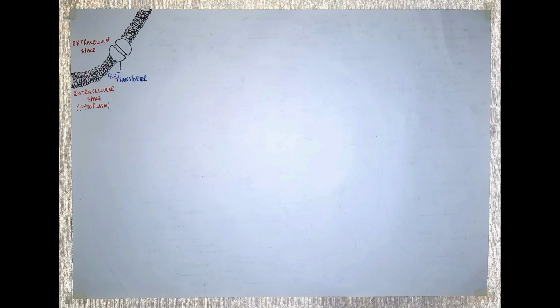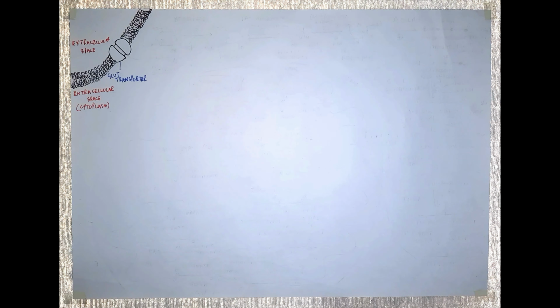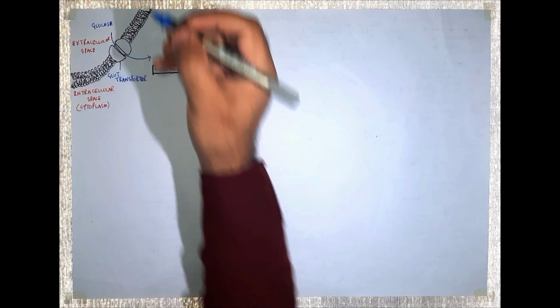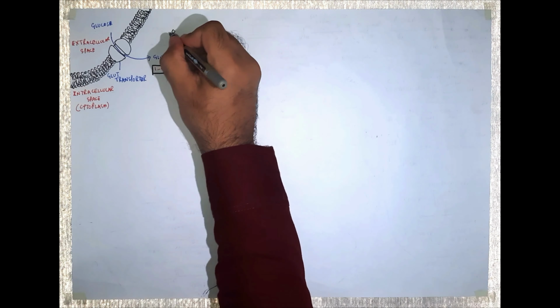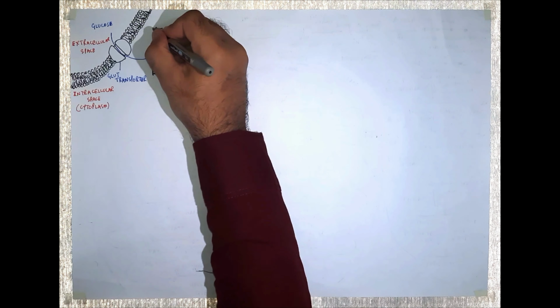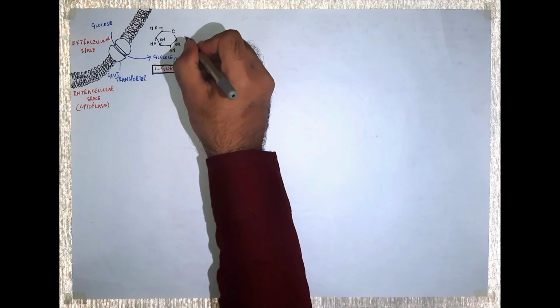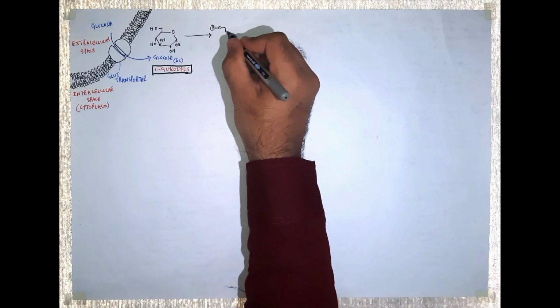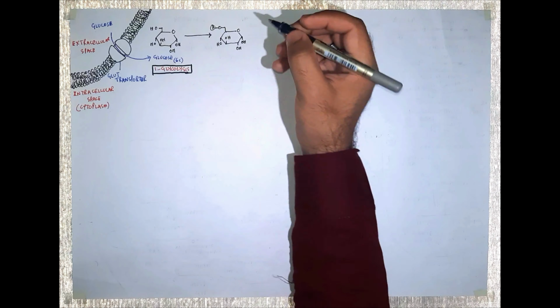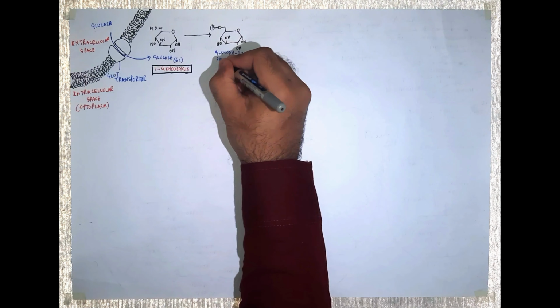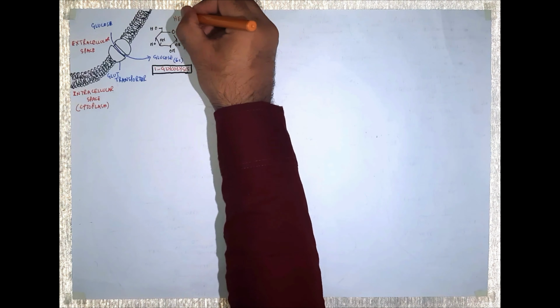Now, the first step in aerobic respiration is always glycolysis. Glycolysis is the breakdown of glucose. Now, first of all, glucose enters into the cell with the help of a transporter called as GLUT transporter. Firstly, glucose is converted into glucose 6-phosphate. The phosphate here is donated by ATP. The enzyme used in this reaction is hexokinase.